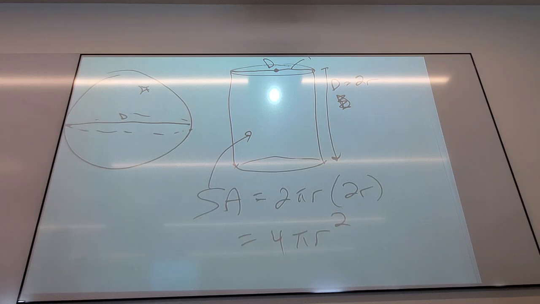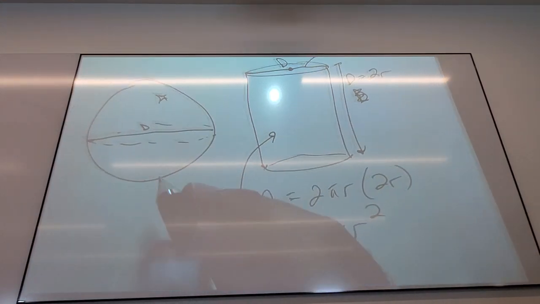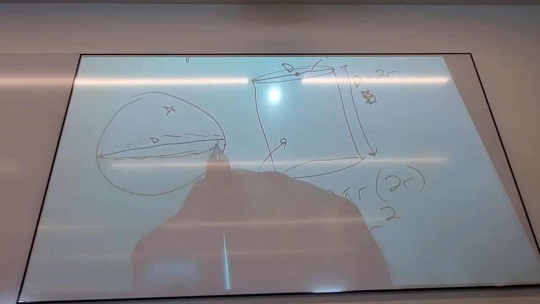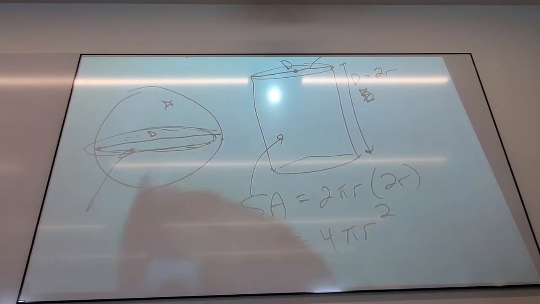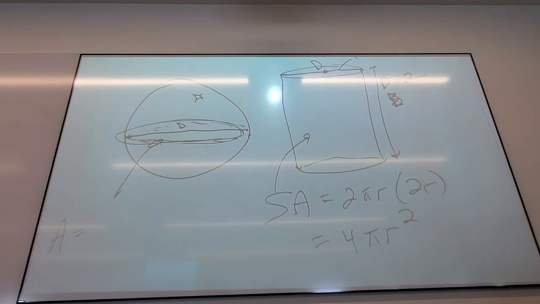Do you guys see that pathetic cross section I tried to draw into my sphere? You guys with me? And you're all like, yes, it's very pathetic, Jeff, thank you. What is the area of that circle that has the diameter of the sphere as its diameter? What's the area of this circle? That would just be pi r squared, right?